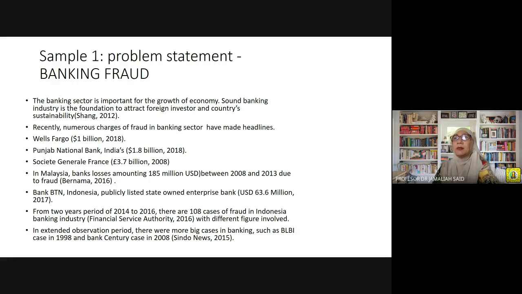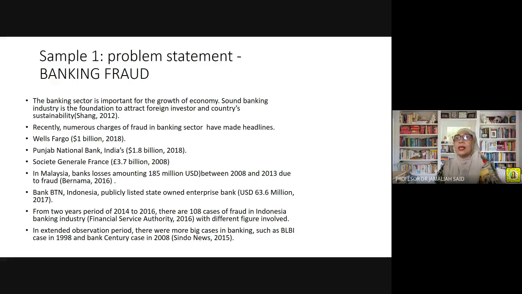So they say that the banking sector is important for the economic growth of a country. I would prefer if you can mention how important the banking sector is, the contribution of the banking sector to your country. For example, if you are doing it in Malaysia, the banking sector contributes 20% of GDP, provides 10% of job opportunities, to show that the banking sector is actually significant to the country, which warrants your study to be conducted.